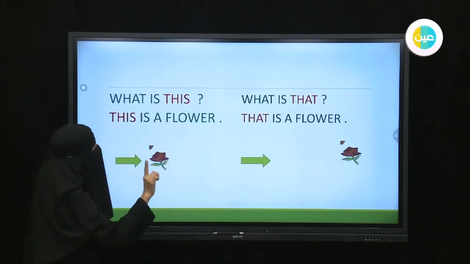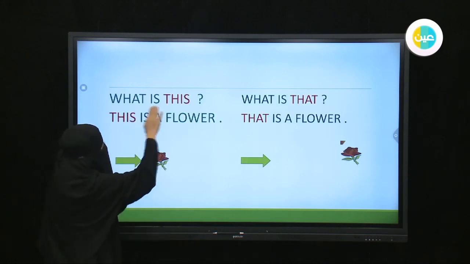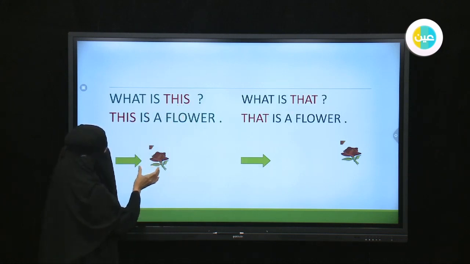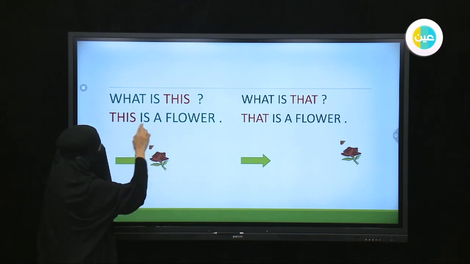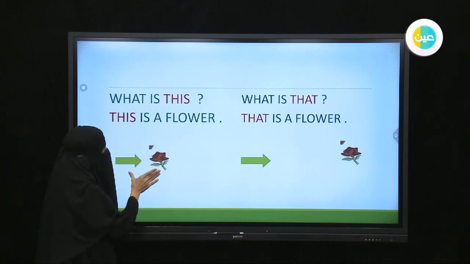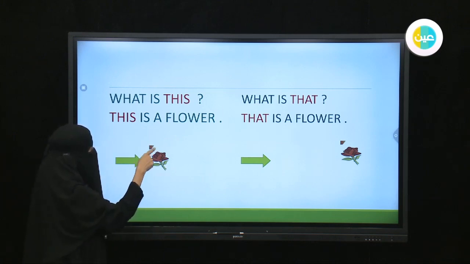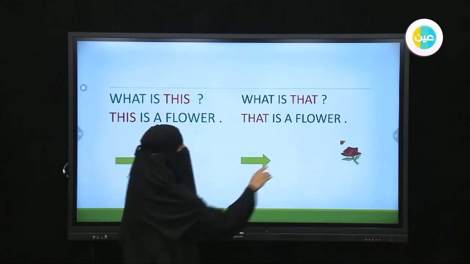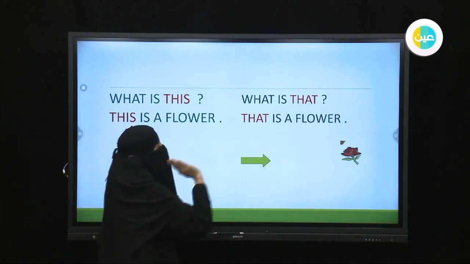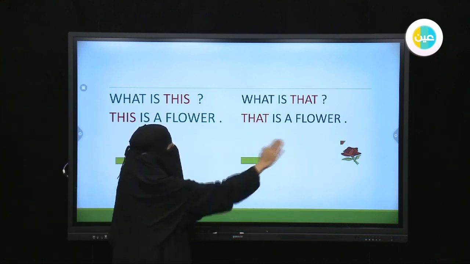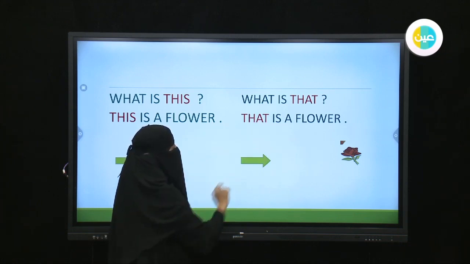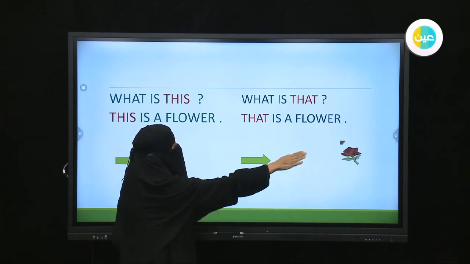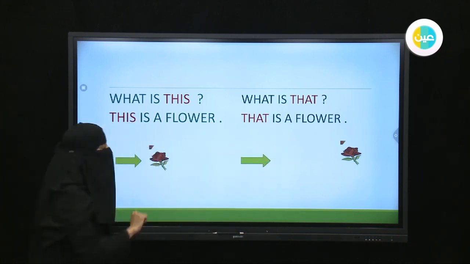If I talk about one thing, I say, what is this? And it's close to me, near to me. I say, this is a flower. I have 1 flower, and it's close to me, so I say this. This is a flower. If it's far away from me and it's one thing, what do I say? That. That is a flower. What's that? That is a flower. Okay?